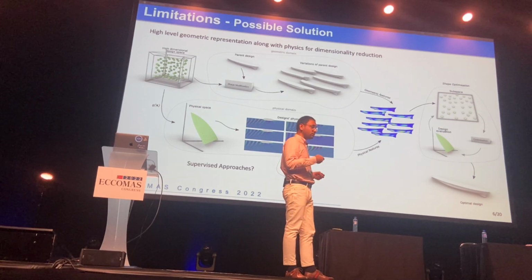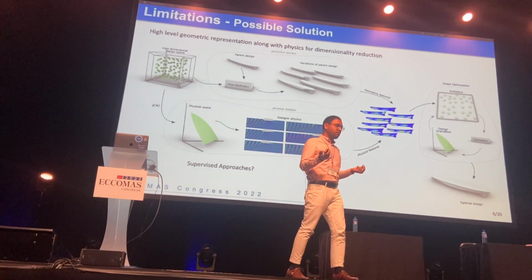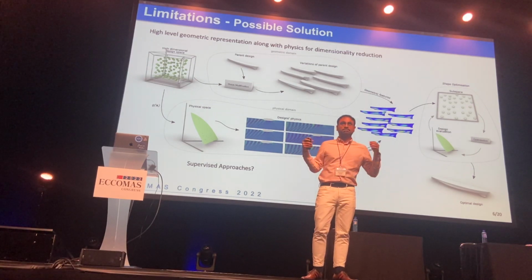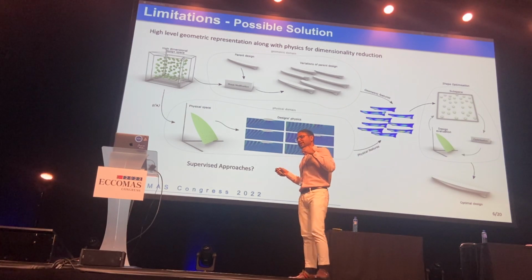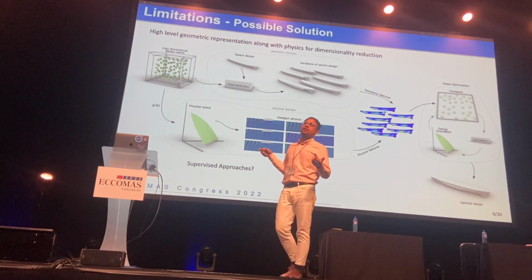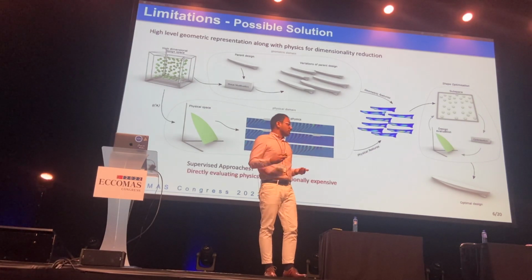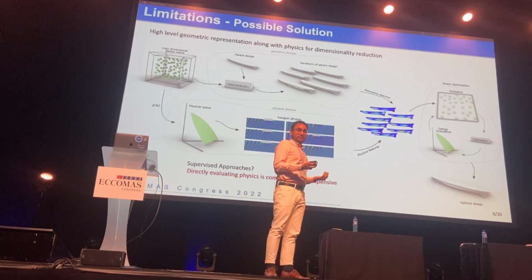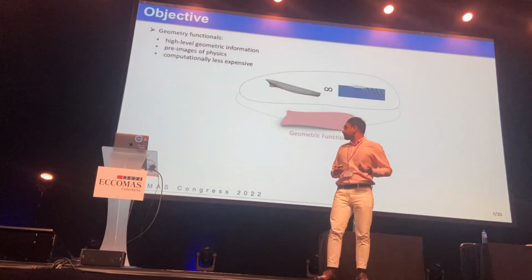But if I want to directly include the physics, that means I'm making my shape more supervised. That means that in the offline setting, I will still have to evaluate a lot of designs, construct a dataset, and then perform this. So the problem of computational complexity will still exist.